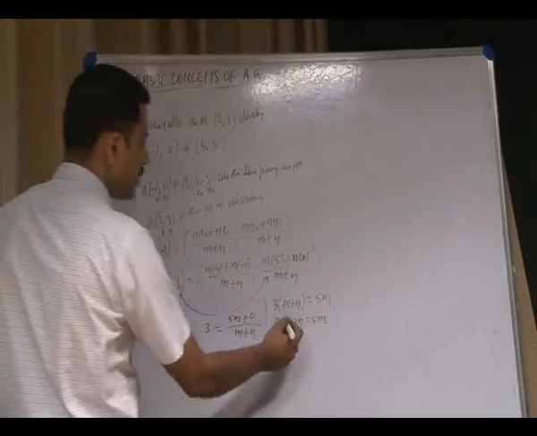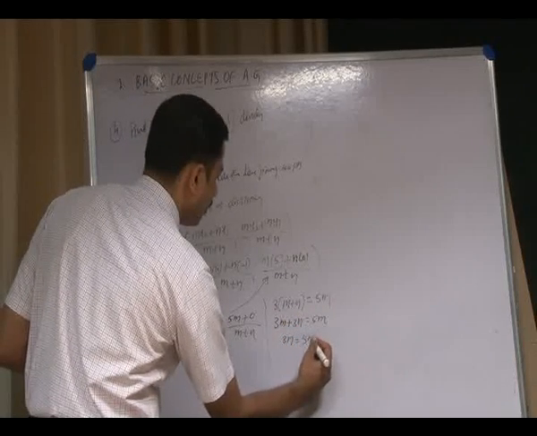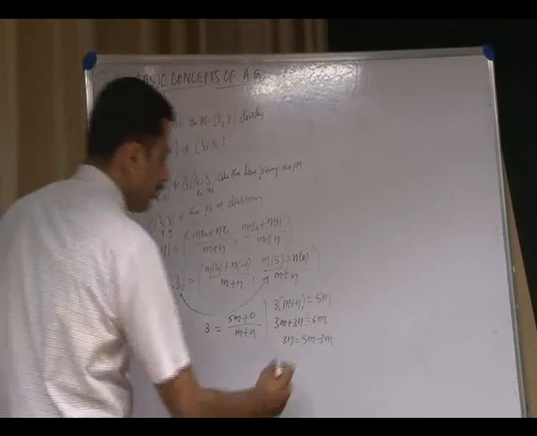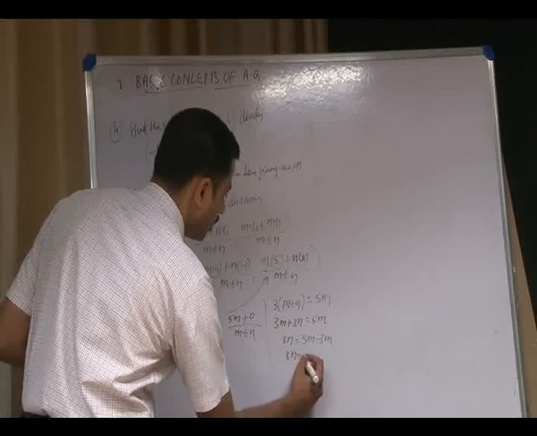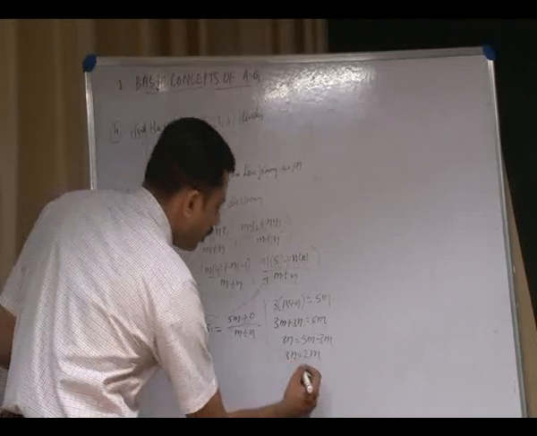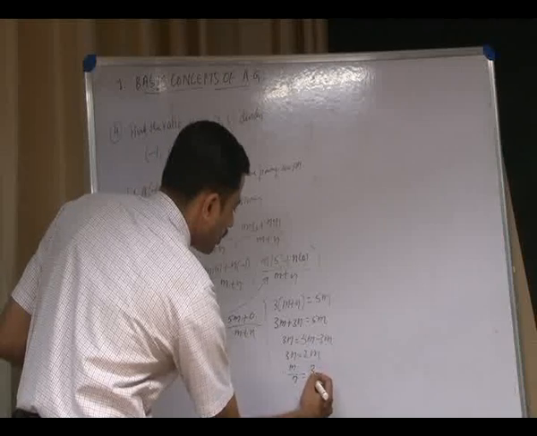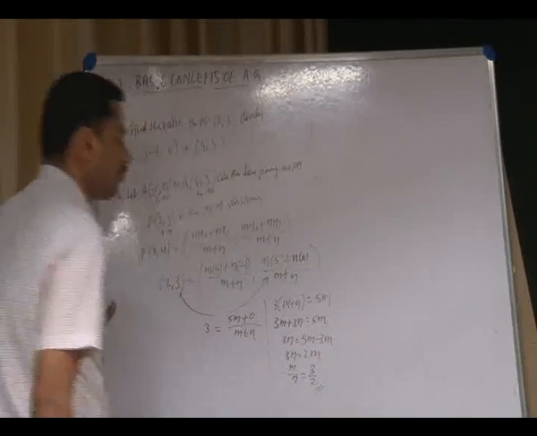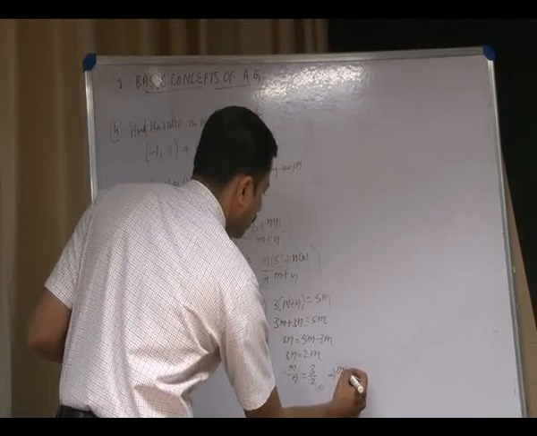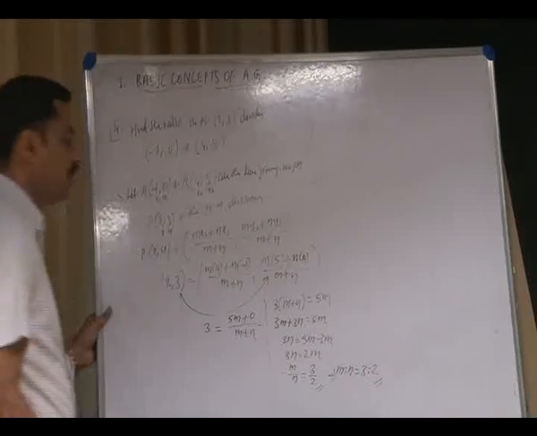So, I will transfer this 3m to the right hand side, then you can write 3n is equal to 5m minus 3m, that becomes 2m. Therefore, 3n is equal to 2m. We need the ratio m by n, therefore, you can write m by n is equal to 3 by 2 ratio, or you can write ratio m is to n is equal to 3 is to 2. So, that is the ratio of division.